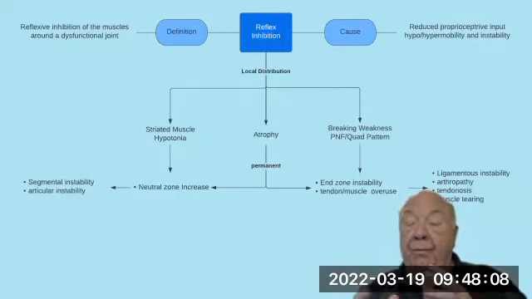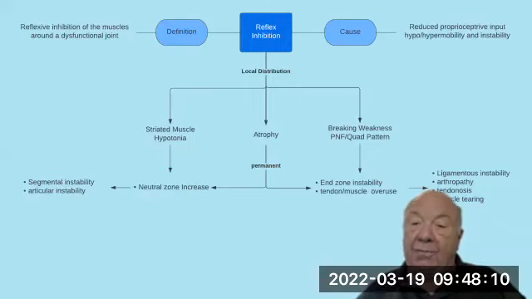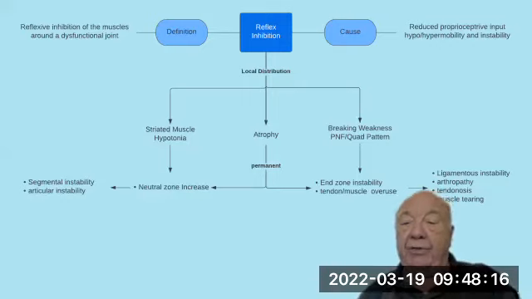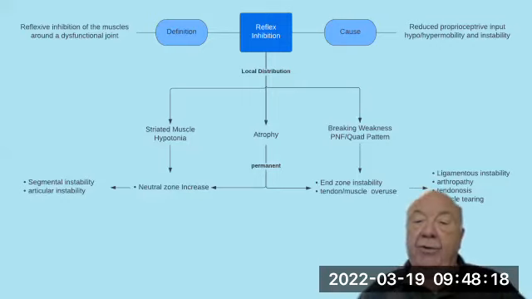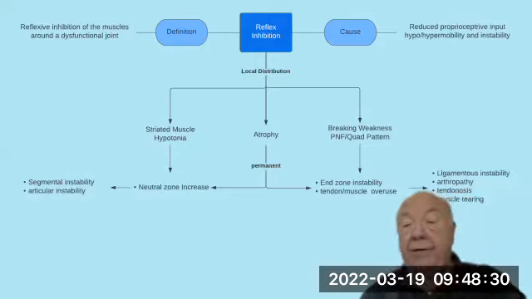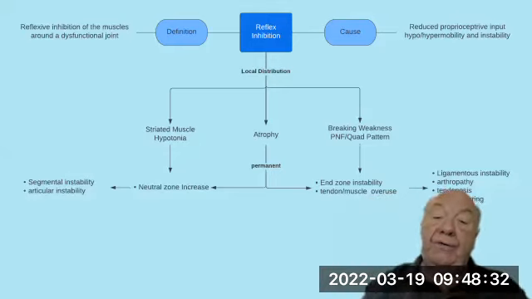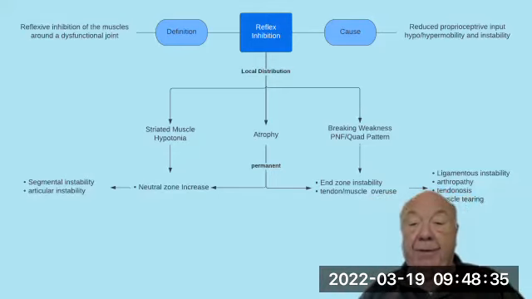So again, this is going to lead to instability, but now, because you can't protect the joint at its end ranges, this is likely to lead more to end zone instability directly. It's also going to lead to tendon and muscle overuse because they are weak and they're trying to do their job, and so you end up with degenerative tears and tendinoses. You're left with ligamentous instabilities, arthropathies, tendinosis, and muscle tearing, degenerative muscle tearing.